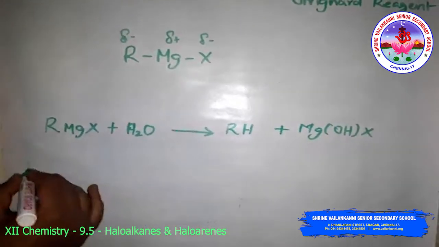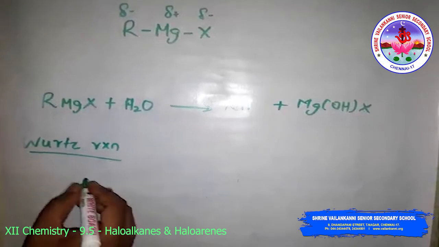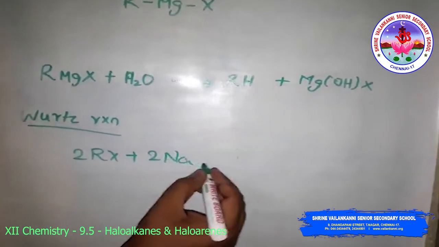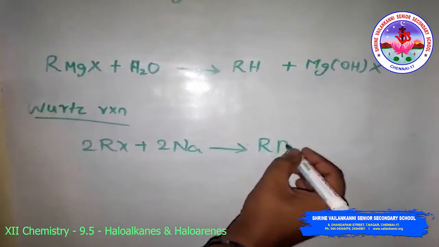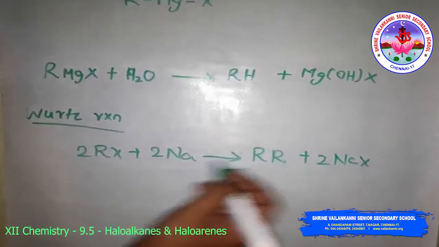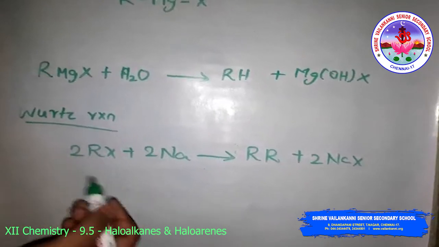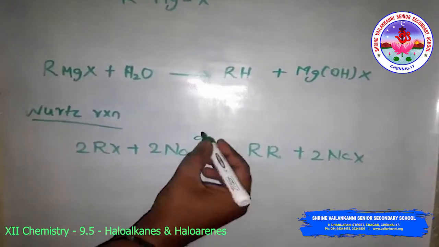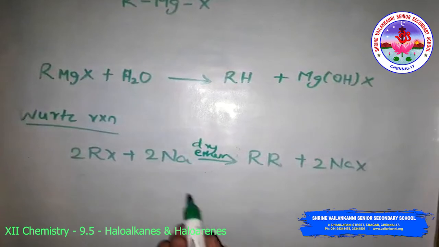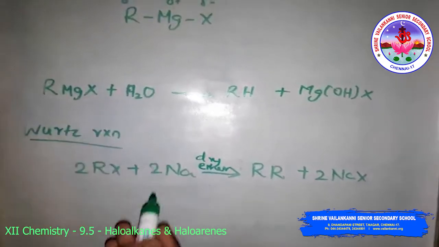Then the Wurtz reaction. When an alkyl halide reacts with sodium metal, it forms an alkane, a hydrocarbon, and 2 moles of NaX. This is a name reaction, called the Wurtz reaction. The alkyl halide reacts with sodium in the presence of dry ether. So it gives the alkane. We already discussed this in the 11th standard itself. So that is the reaction with metals.